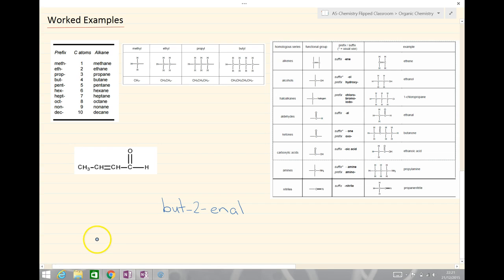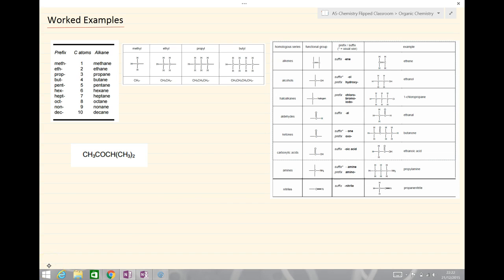The skeletal formula for this one, there's our 4 carbons. We show a double bond in this direction. We don't have the hydrogens. And there's our but-2-enal now.